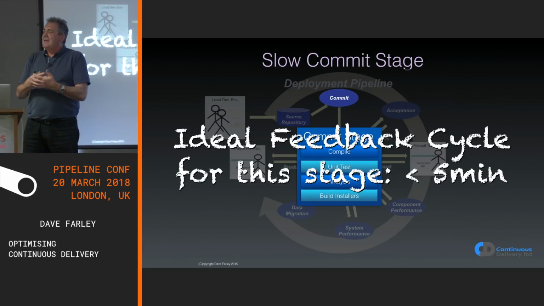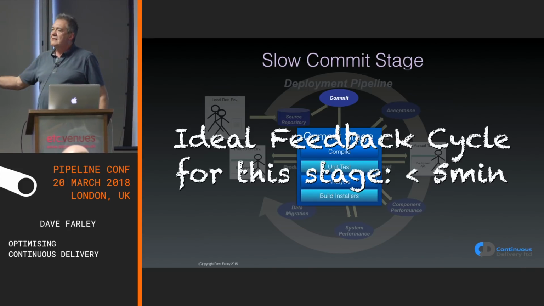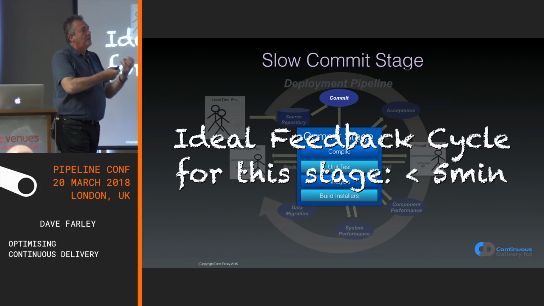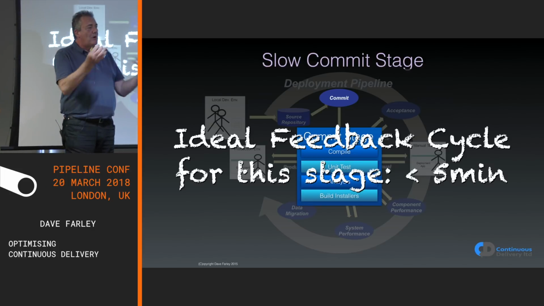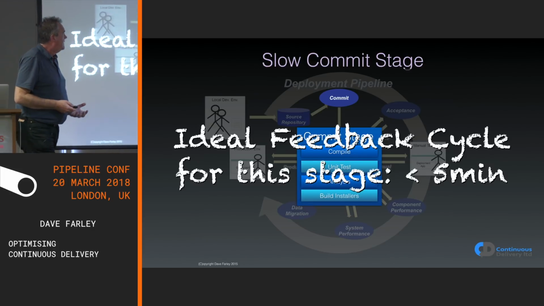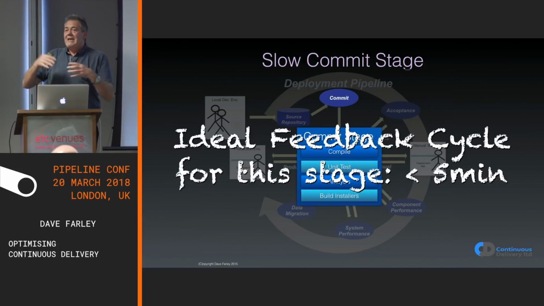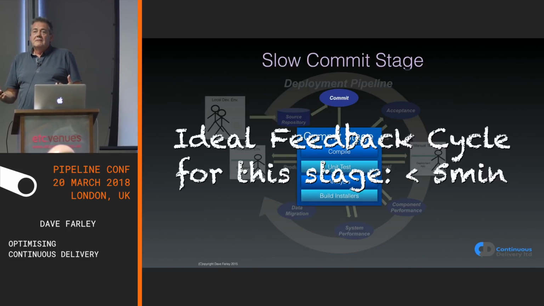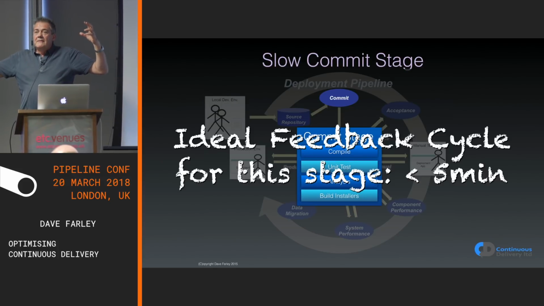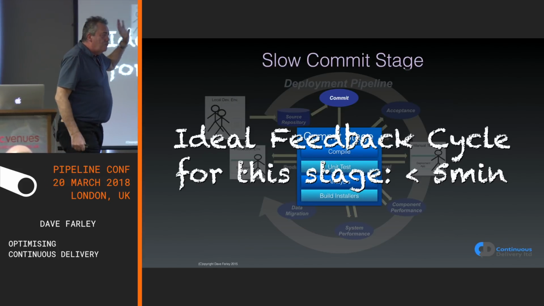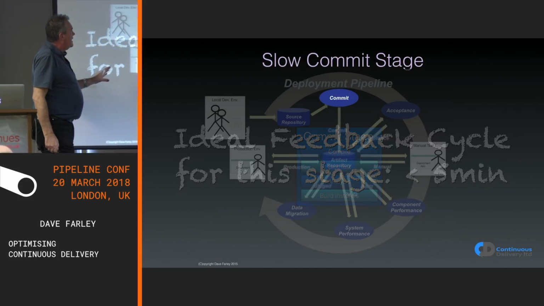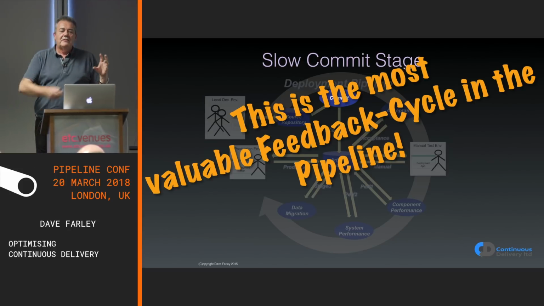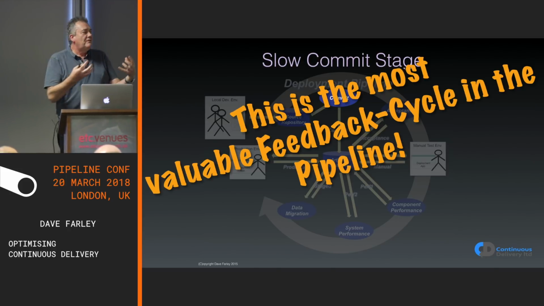And we've all listened to lots of the excellent speakers today telling us that small batch sizes are really important. And they are, because that's the kind of oil that greases the wheels of the process and makes it all work efficiently. So we want to try and keep our feedback cycle in our commit stage to under 5 minutes, whatever the size of our system, which means that this is really, really valuable real estate. The commit stage is probably the most valuable cycle in the whole pipeline. This is going to give you the best information.